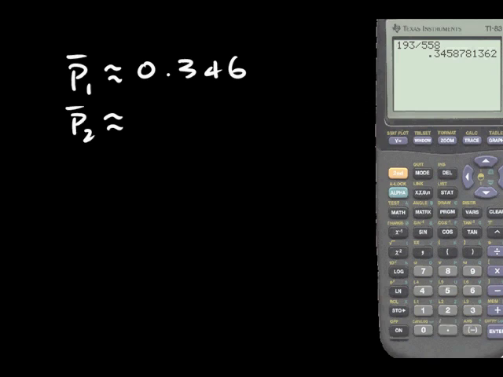You can say it's approximate. While sample proportion 2 is 196 divided by 614. If we approximate this to the nearest thousandths, we get 0.319.